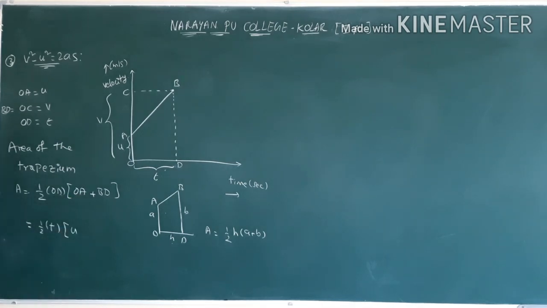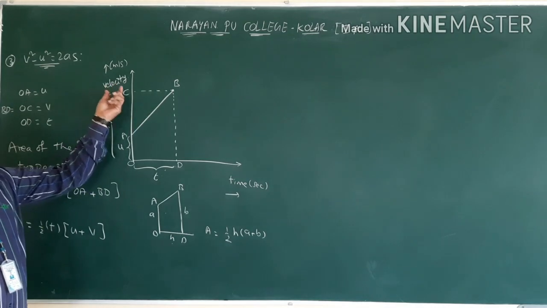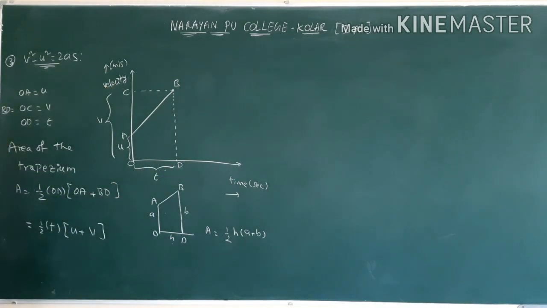What is OA? OA is nothing but U. What is BD? BD is nothing but V, and OC is equal to V. So in the LHS, what are we finding? Area under the velocity time graph. What does the area under the velocity time graph give? It gives displacement. Therefore, in place of area, we are writing displacement.